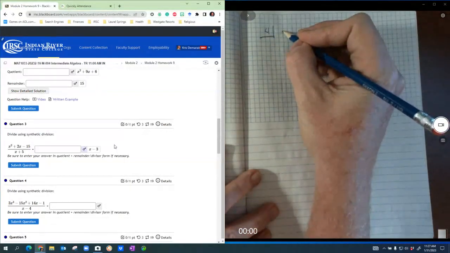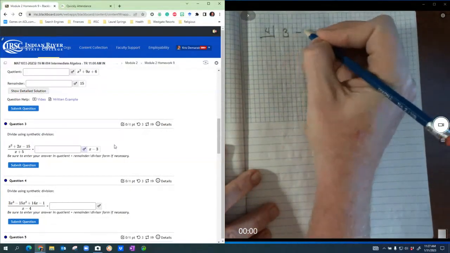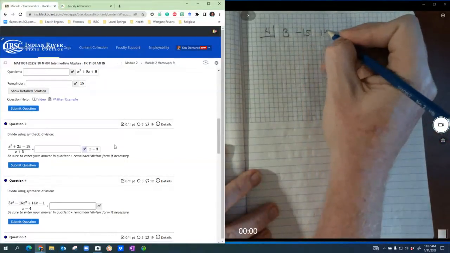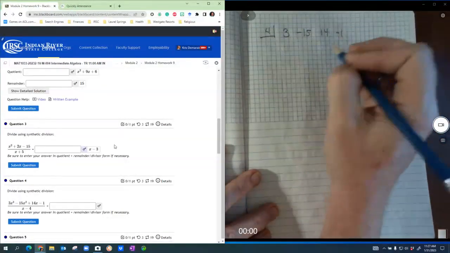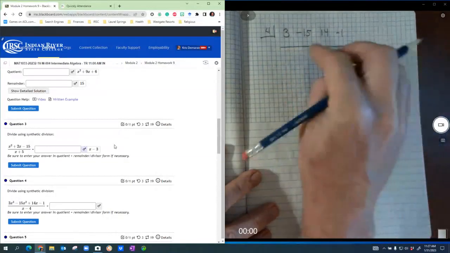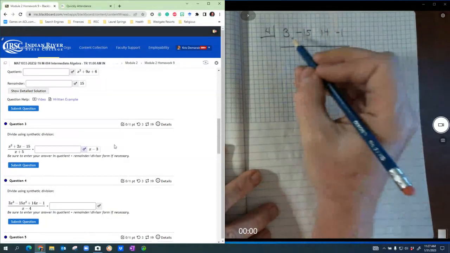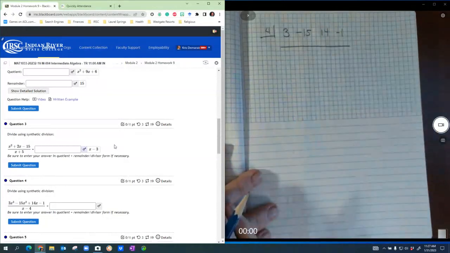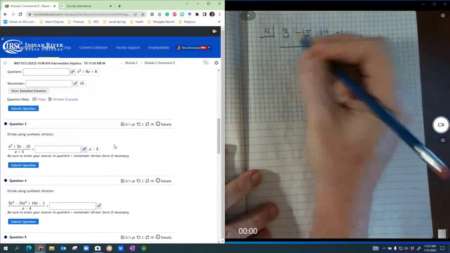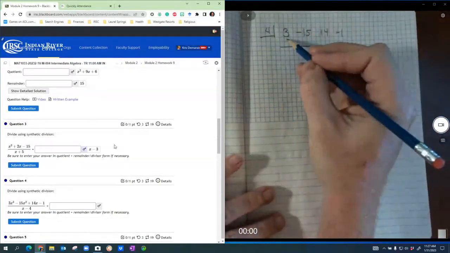Then we have 3, negative 15, 14, negative 9. Another thing I want to make sure of is that they could put it out of order, by the way. They could have put the x to the third and then x to the first. Make sure you put it in proper descending order. These are all snags that they throw at you, to see if you know what you're doing.